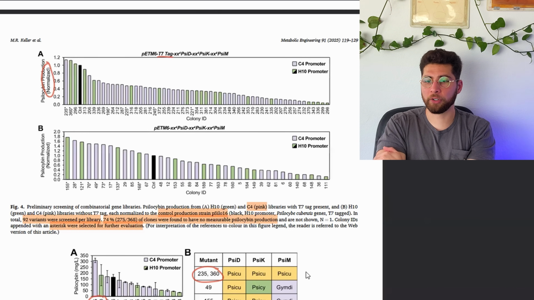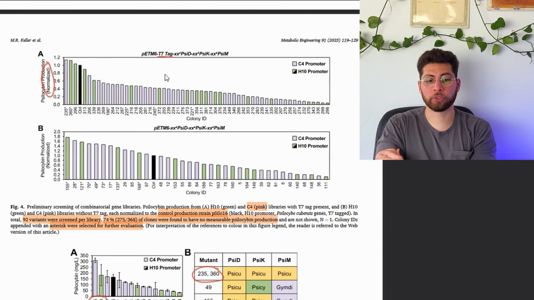And then the H10 promoter was also good, so that's 360 and 296. So the C4 and H10 promoters were both good for all of the Psilocybe cubensis genes. So C4 is in pink, control production. Okay, so the control is Silo 16, which is, I believe, the best producing strain from the previous paper. So we're already getting higher psilocybin production in these 3 different strains.